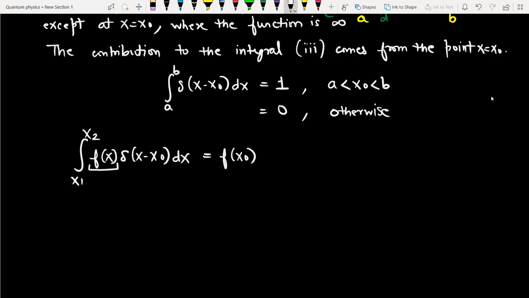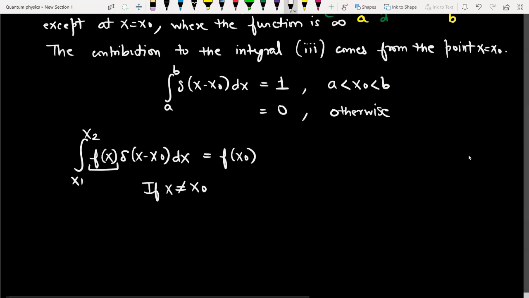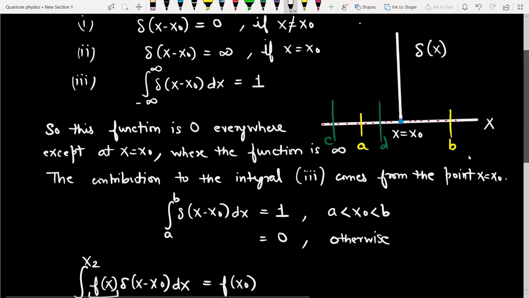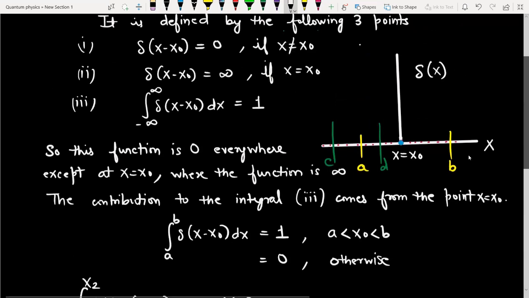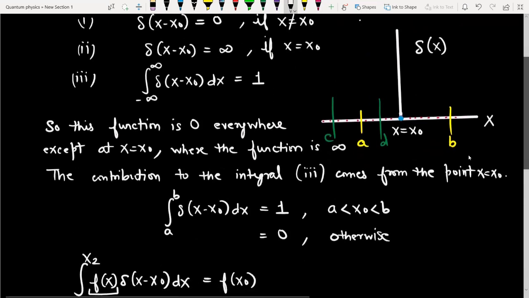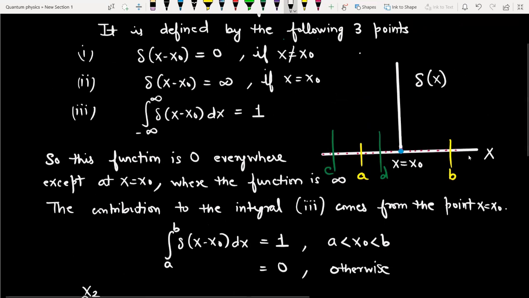Now you see, obviously consider, let's say this x is not equal to x naught here. If x is not equal to x naught, then from the property of Dirac functions we know that this Dirac function would be 0. Look at this property here. So if x is not equal to x naught, then the Dirac function would be 0.